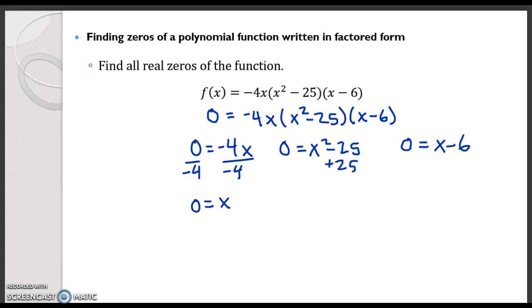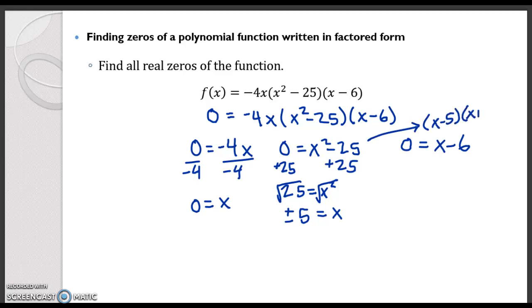How do I solve for this one? Well, let's add 25. So I get 25 equals x squared. Take the square root. Once I take the square root, that means I have plus or minus 5 equals x. Guess what? I could also have factored this further into x minus 5 times x plus 5, and then I would have still gotten plus or minus 5. And then for this one, we're going to add 6 to both sides. So x equals 6.